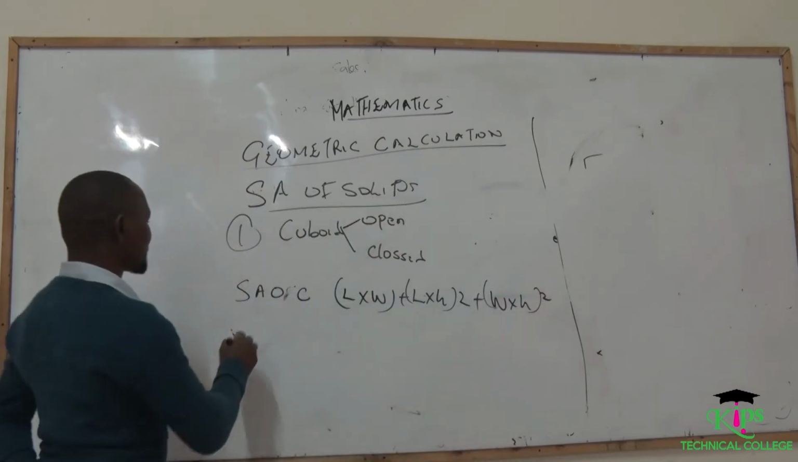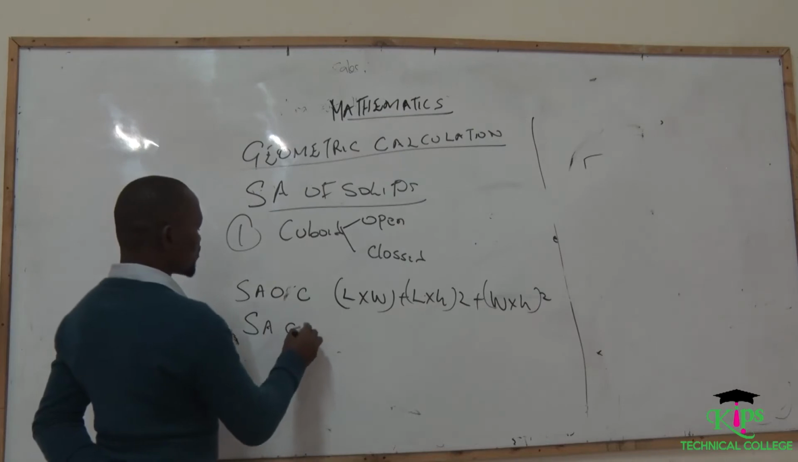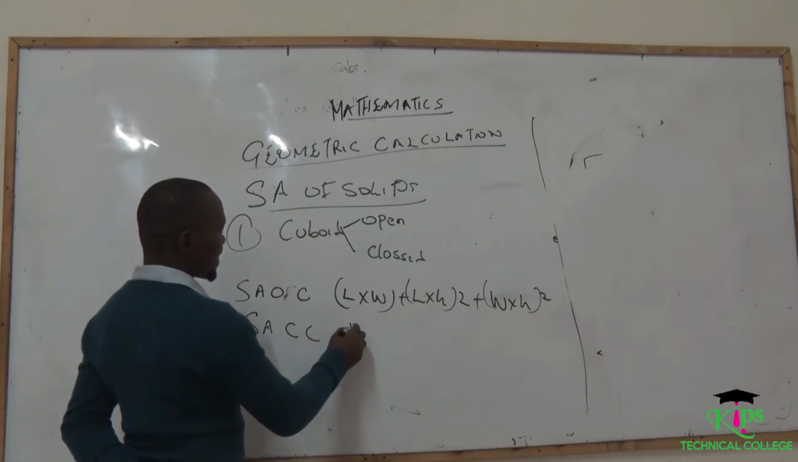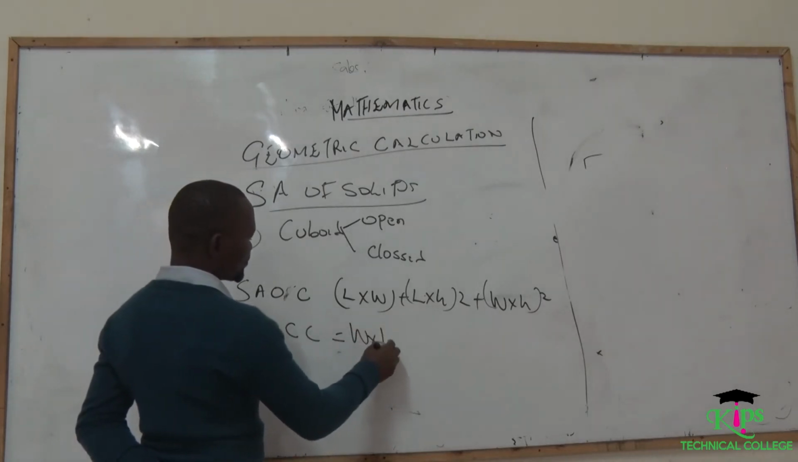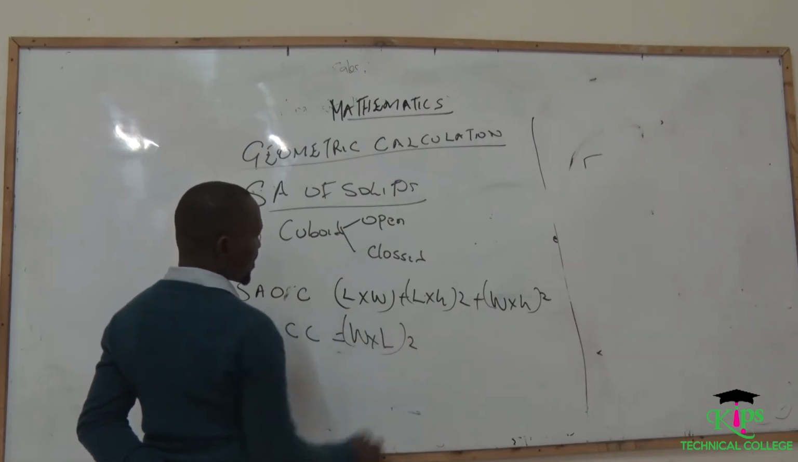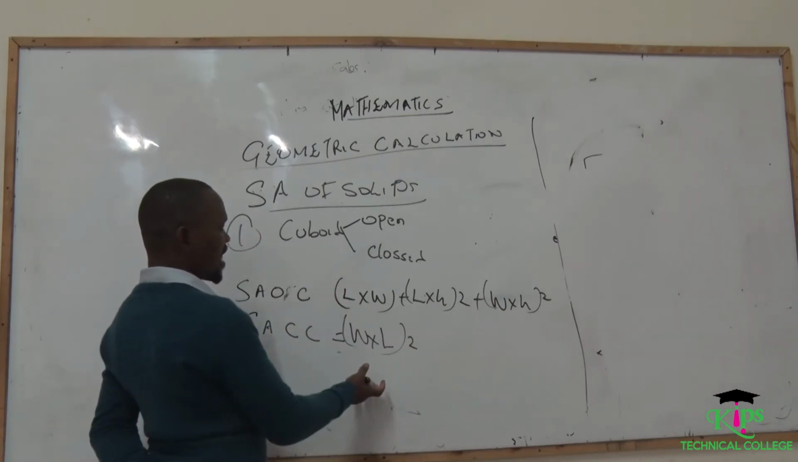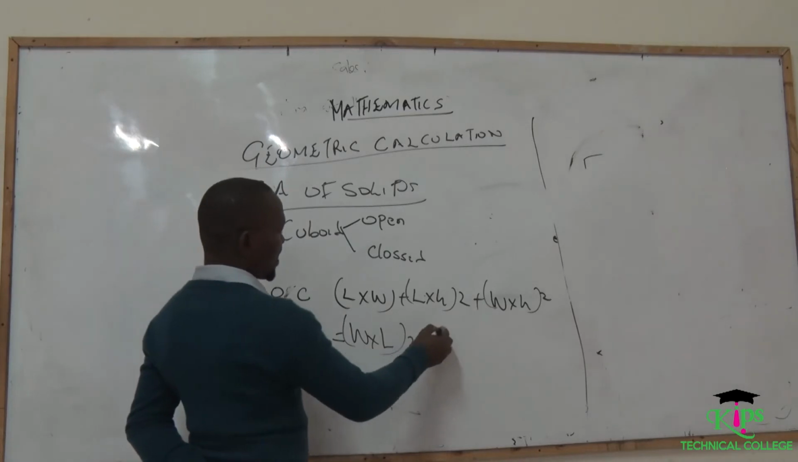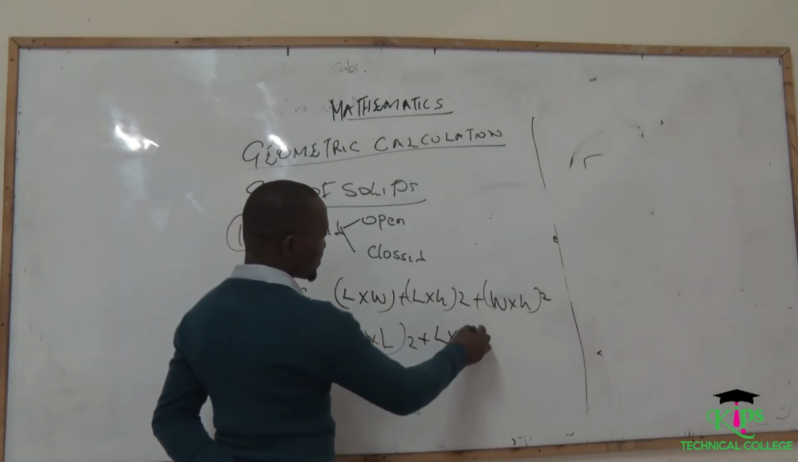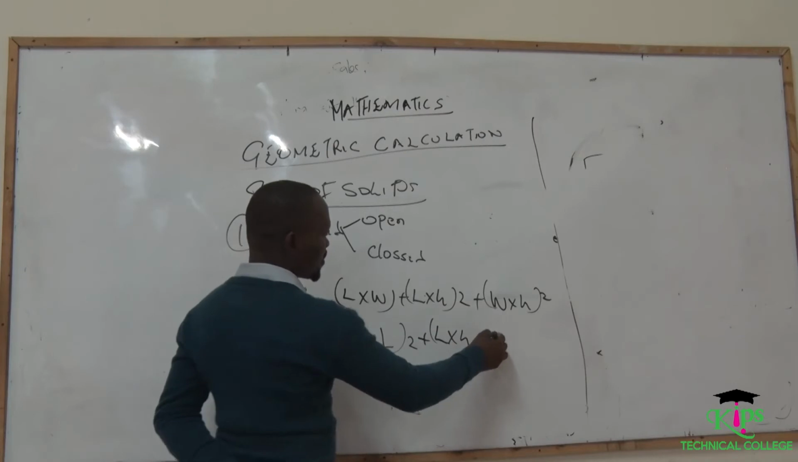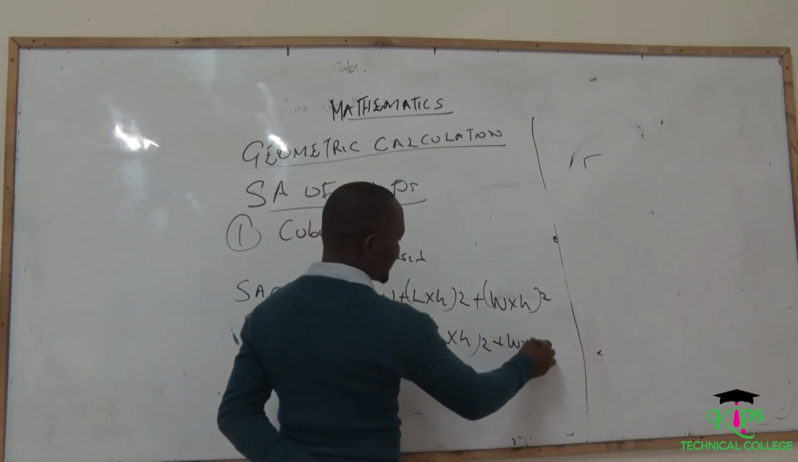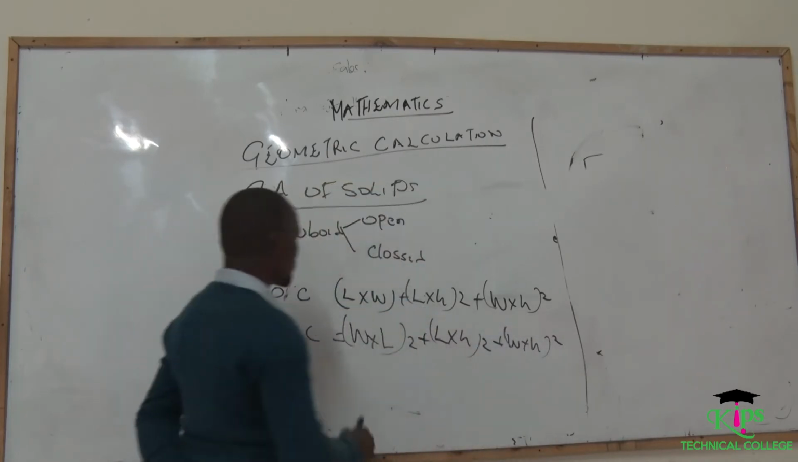We can get the surface area of a closed cuboid, and this will be given as length times width. But because we have both the bottom and the top, we multiply by 2. Then we have length by height, which we multiply by 2. Then plus width by height, then we multiply by 2.